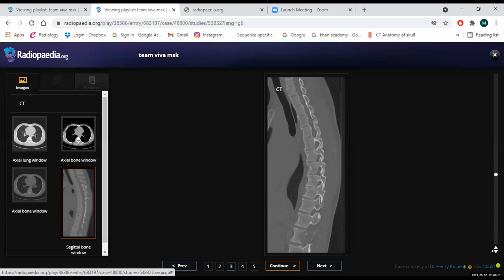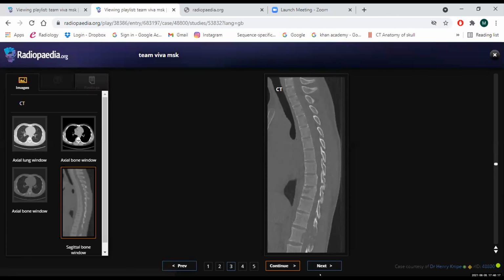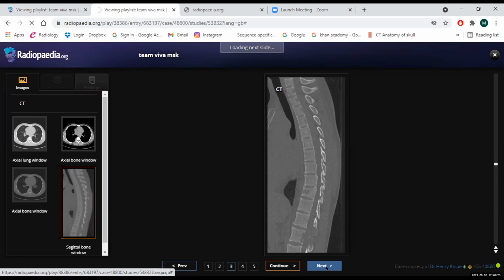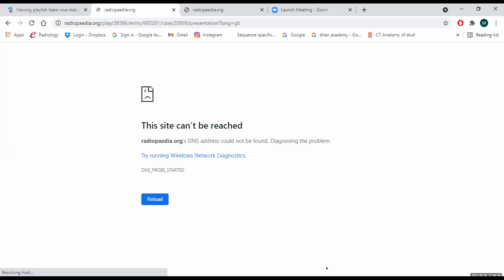Any other differential? It could be an infective process like tuberculosis, which can have such a multifocal appearance. I would like to take this further by discussing with the orthopedics and going for biopsy of the lesions.